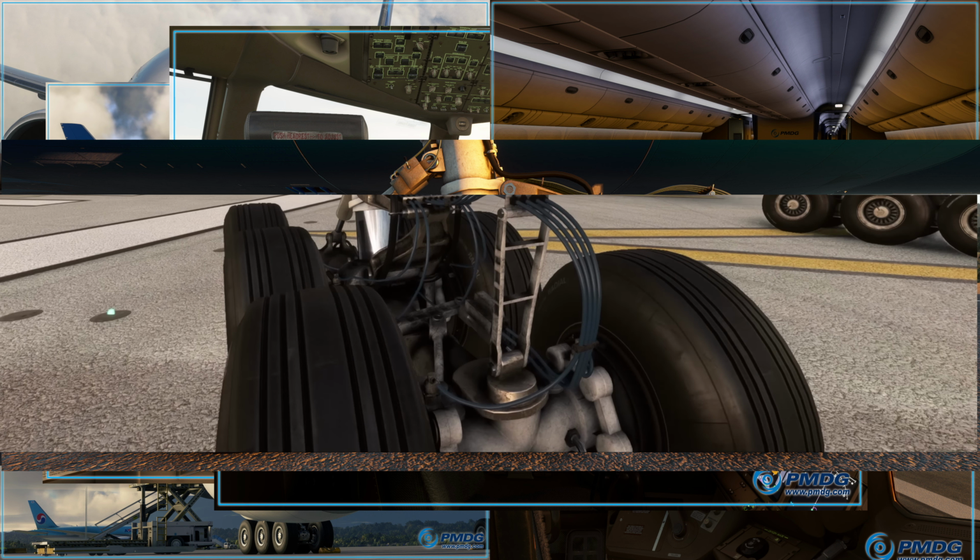Likewise, when you do an alternate gear extension, the gear doors are going to remain open because there is no hydraulic pressure applied to the system anymore that would retract them.